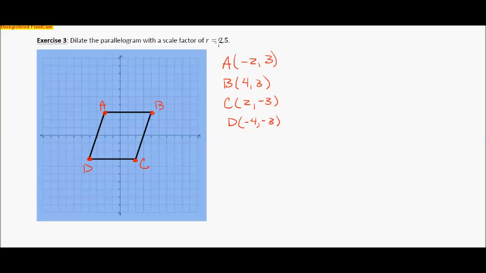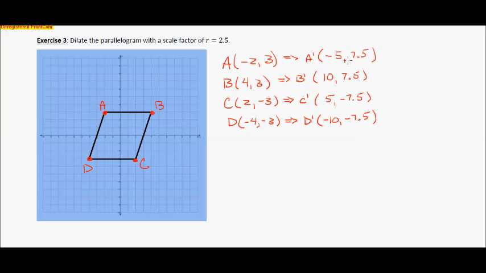Alright, and this one asks us to do a scale factor of 2.5. So we do the same thing for each of these points. We simply multiply the x and the y by 2.5. Alright, and we're big boys and girls. We can multiply by decimals. If we have to get a calculator out, we do that. And I'm not going to take 15 minutes to show you the calculations of each of these. I'm going to go ahead and calculate them and put them up here for you. Okay, so there's all the points.